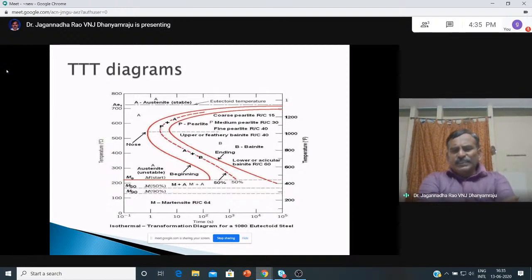That means, say, 80% martensite and 20% bainite, like that. Okay. So because our aim in hardening is to attain 100% martensite, you have to cool at a rate more than the critical cooling rate, then you will end up forming 100% martensite. Okay. So that is the information given by the TTT diagram. It will give the critical cooling rate, and it will also give the transformation products at various cooling rates. Okay.